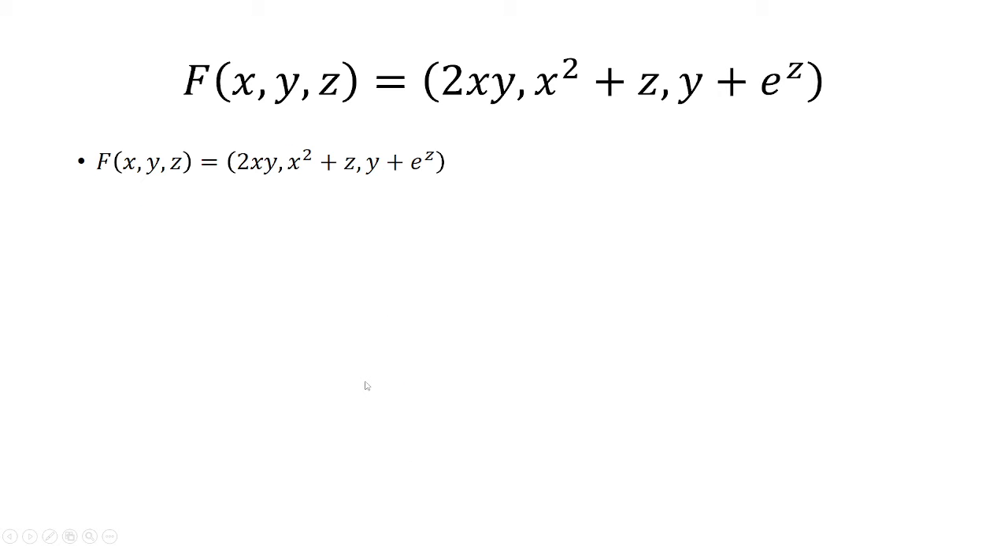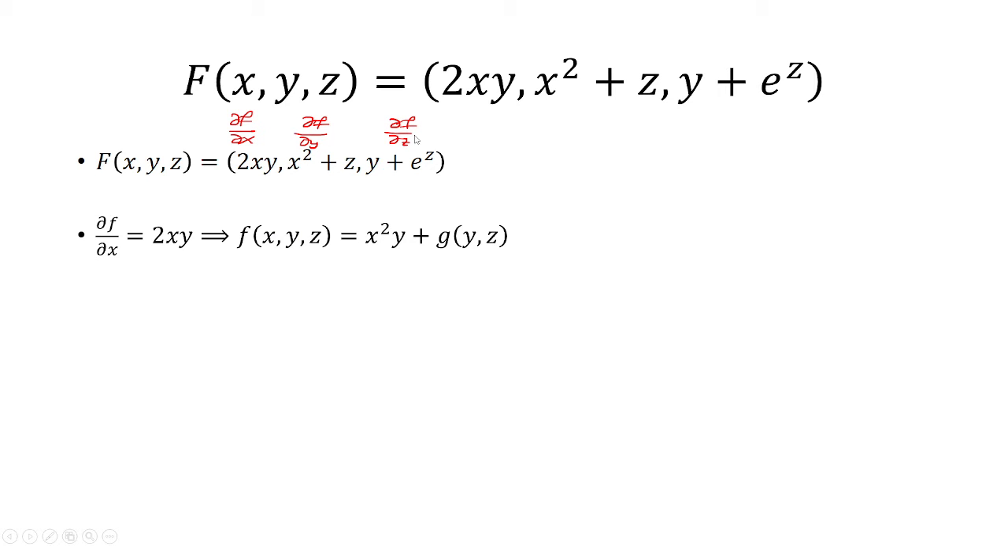Now we want to find a potential function. So each one of these components is going to be the partial of f with respect to x, y, and z. So we're going to set those equal to each other. So first we set the partial of f with respect to x equal to 2xy.